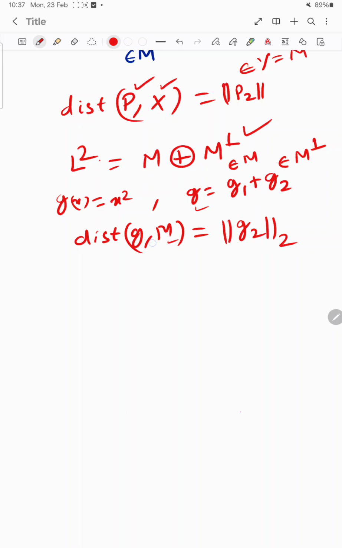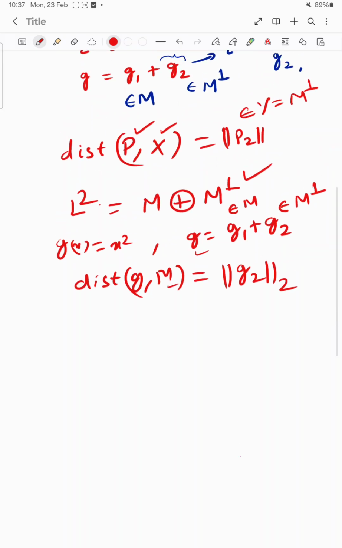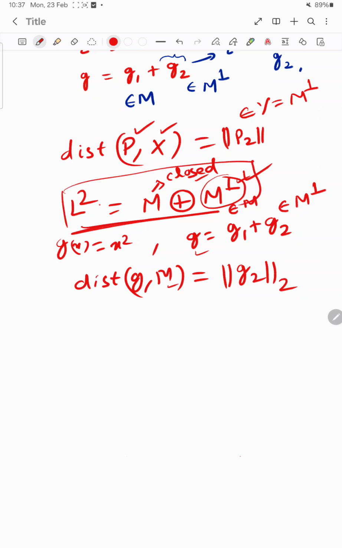This is our approach. Okay, but here the main requirement is that we can write this expression when M is closed. So first we will show that this set M is closed, then we will calculate the value of M perp. In the given question M is given, then we will calculate M perp. But before that, we have to ensure that this set M is closed, then only we can write this representation, because it comes from the Hilbert space theory. If a set M is closed and it is a subset of L2, then the L2 space can be written in this direct sum form. Okay, so we will use this basic idea.